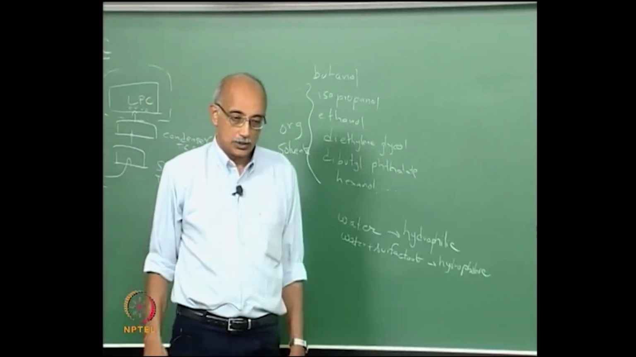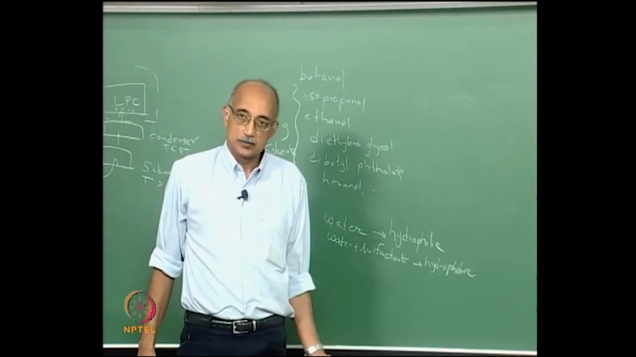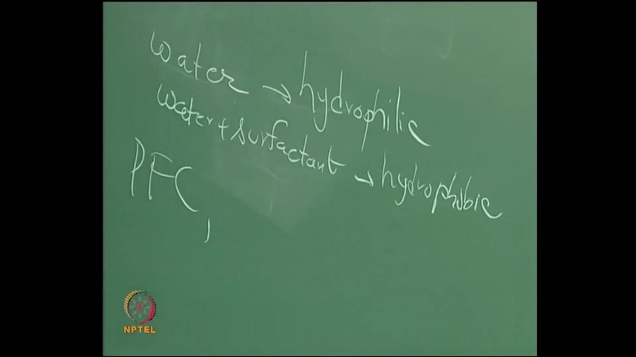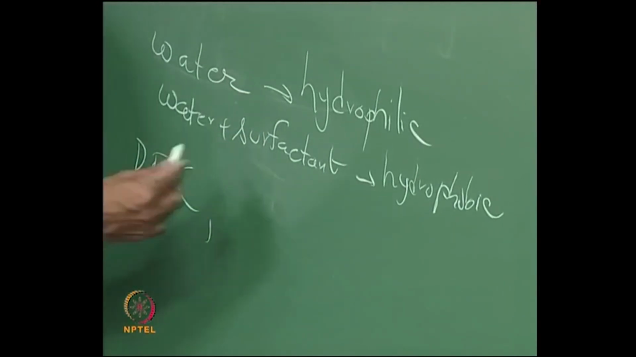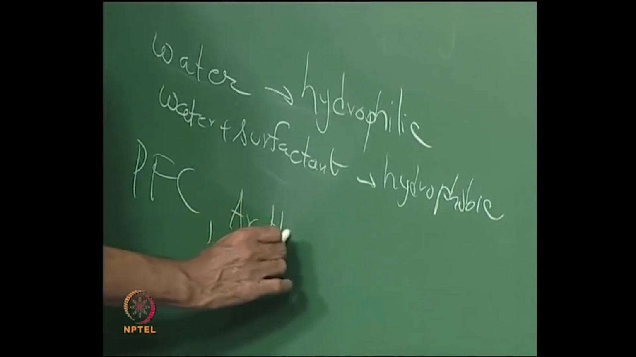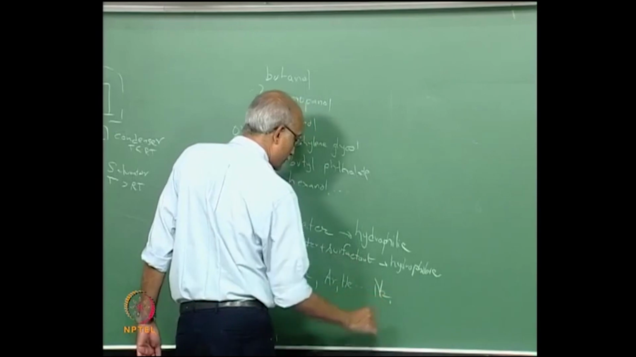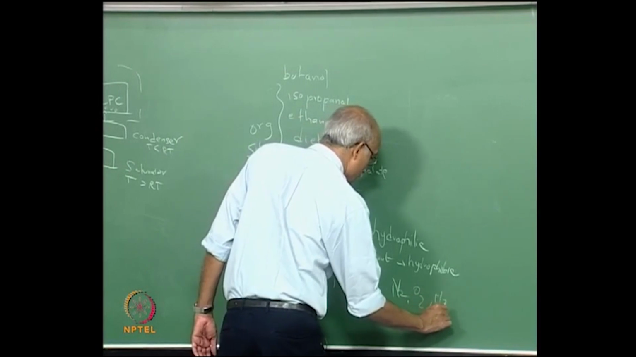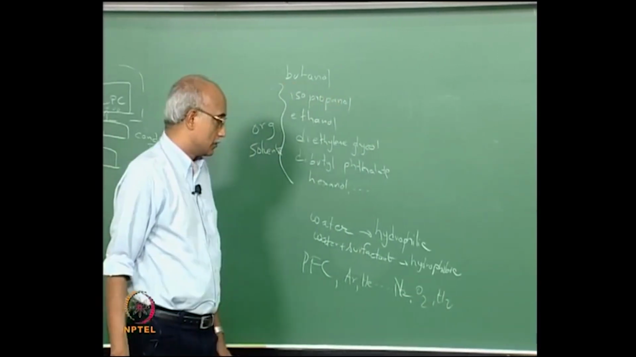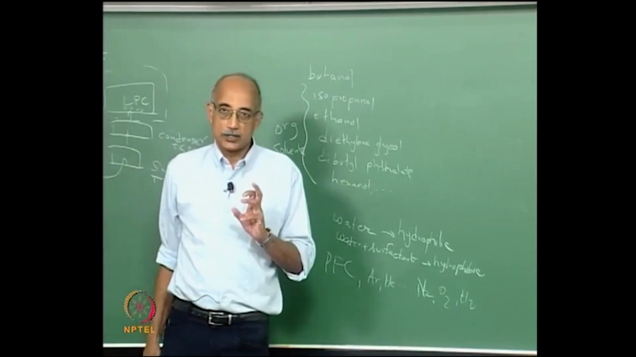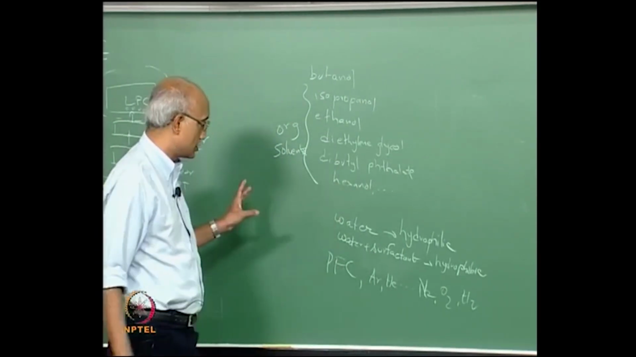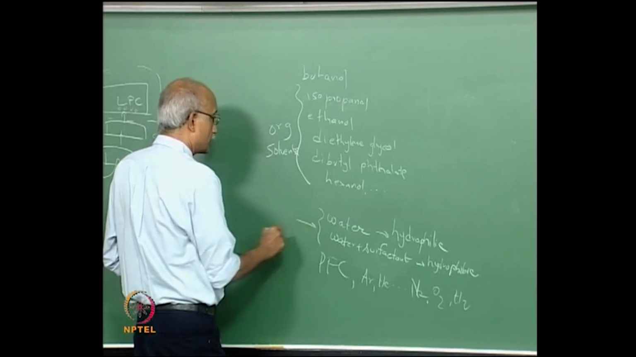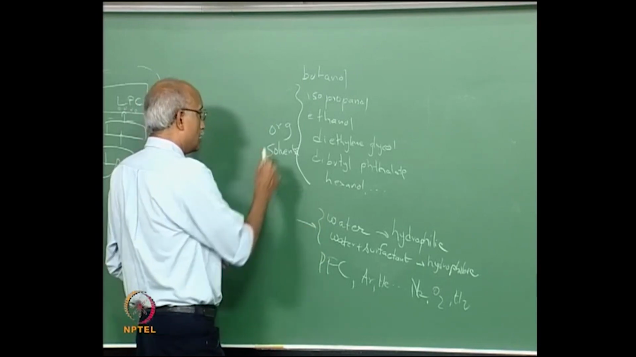Other materials that are used in this application are inert materials, for example perfluorocarbons, even noble gases like argon, helium and so on. Nitrogen can be used, even O2 and H2 have been used. But if you look at usage of solvents in condensation particle counters in general, the most popular ones are water, either with or without surfactant, and ethanol.